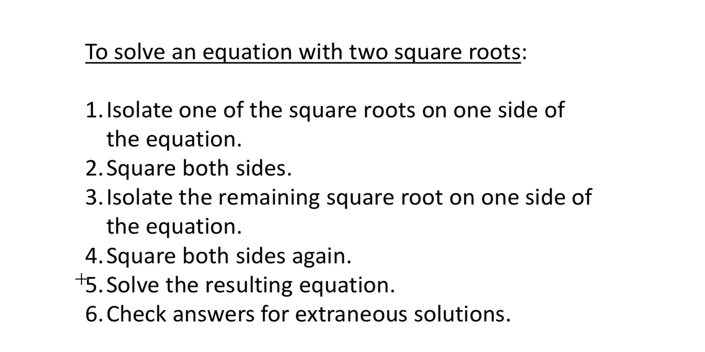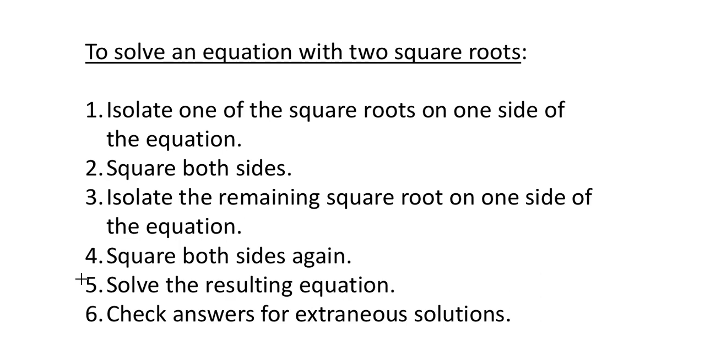I know it doesn't sound like that'd be too tough to deal with, but they are fairly difficult. They take quite a bit of work to actually work out. Isolate one of the square roots on one side of the equation. That's the first step. We're going to at least get rid of one square root to get things started. So get one of the square roots by itself.